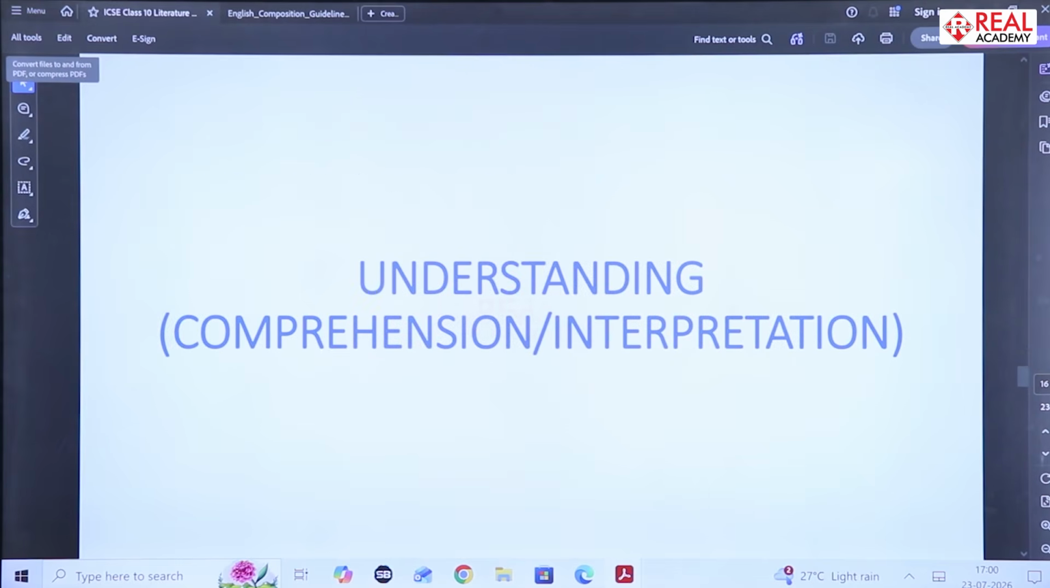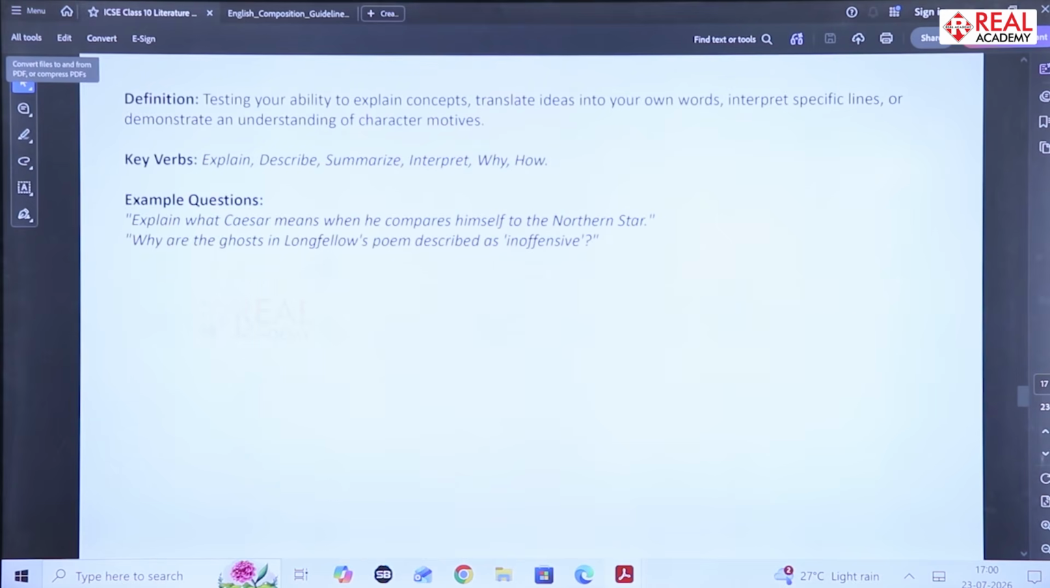The next is understanding, comprehension, interpretation. Testing your ability to explain concepts, translate ideas into your own words, interpret specific lines, or demonstrate an understanding of character motives. Key verbs: explain, describe, summarize, interpret, why, and how. Explain what Caesar means when he compares himself to the Northern Star. Why are the ghosts in Longfellow's poem described as inoffensive?